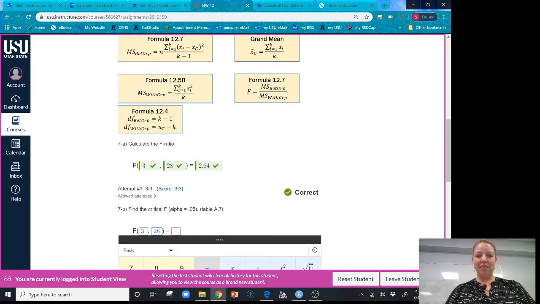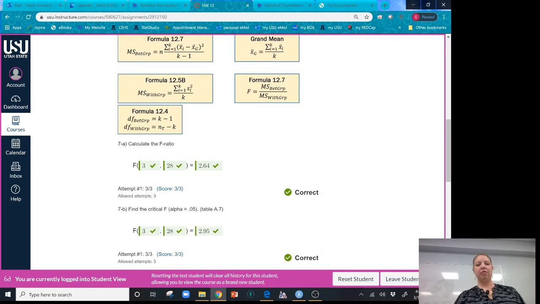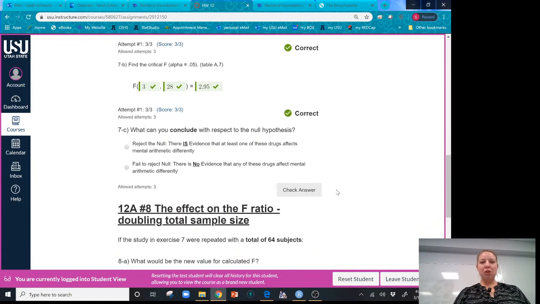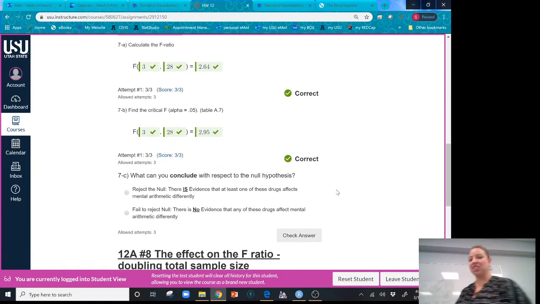And when you look it up in the table, it comes out to be 2.95. The first time I typed it in, I hit 4. This was supposed to be an essay box, but I changed it to a multiple choice to make it easier to grade. I want you to have more feedback, not less. Okay, so if we calculate the F to be 2.6, but the critical F is 2.95, do we reject the null or fail to reject the null? Fail to reject the null.